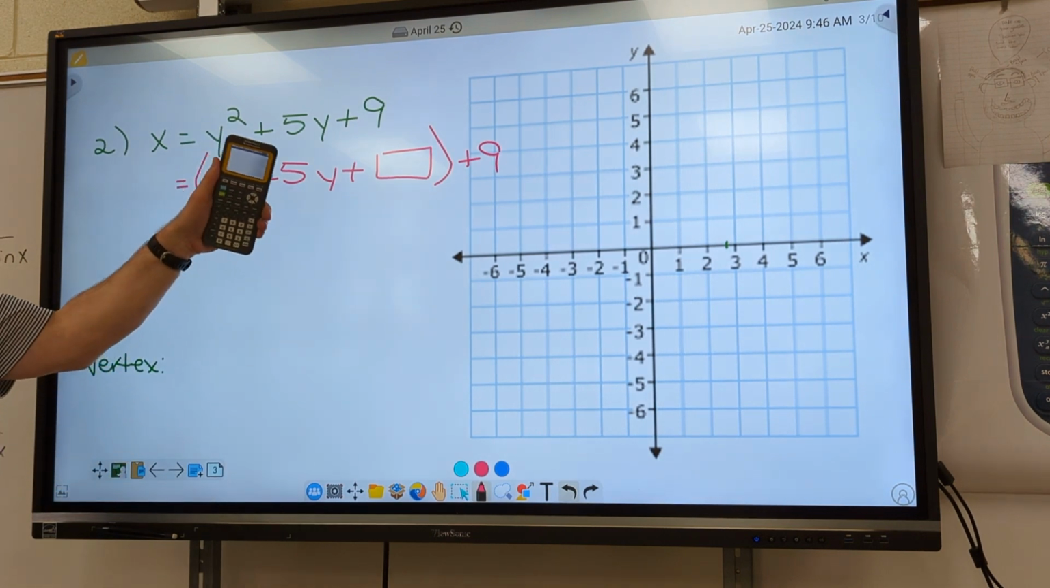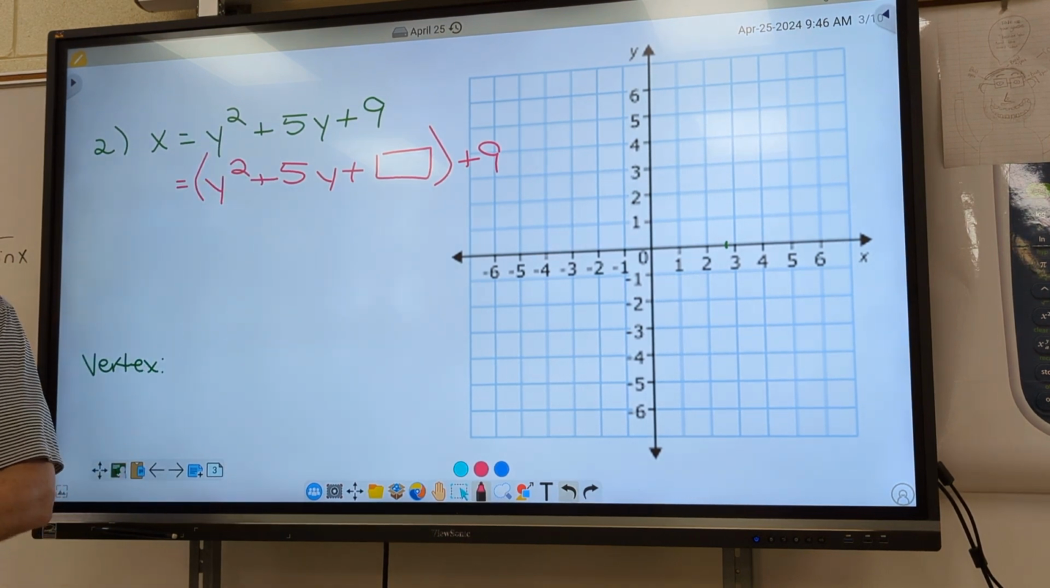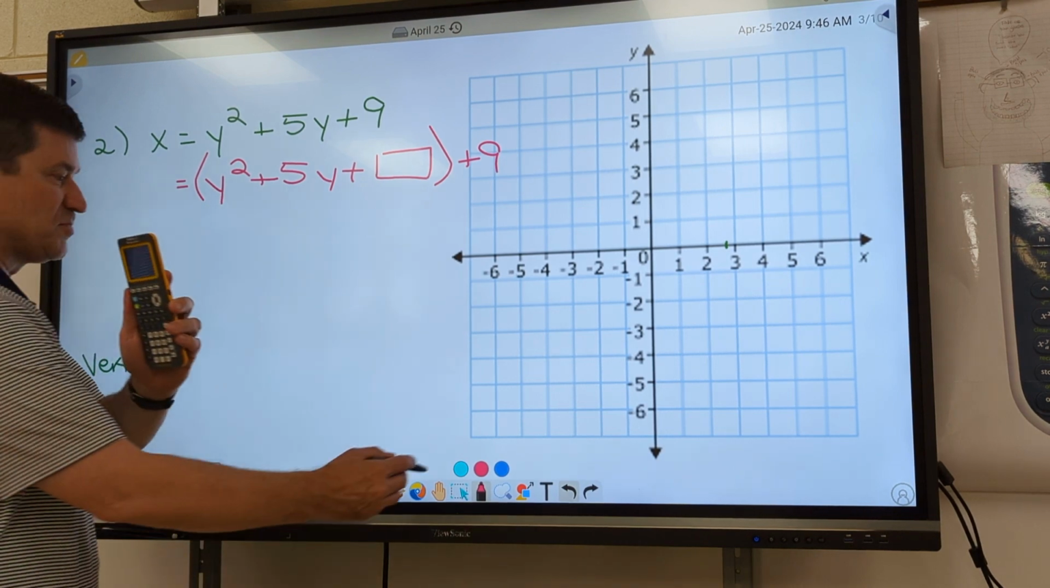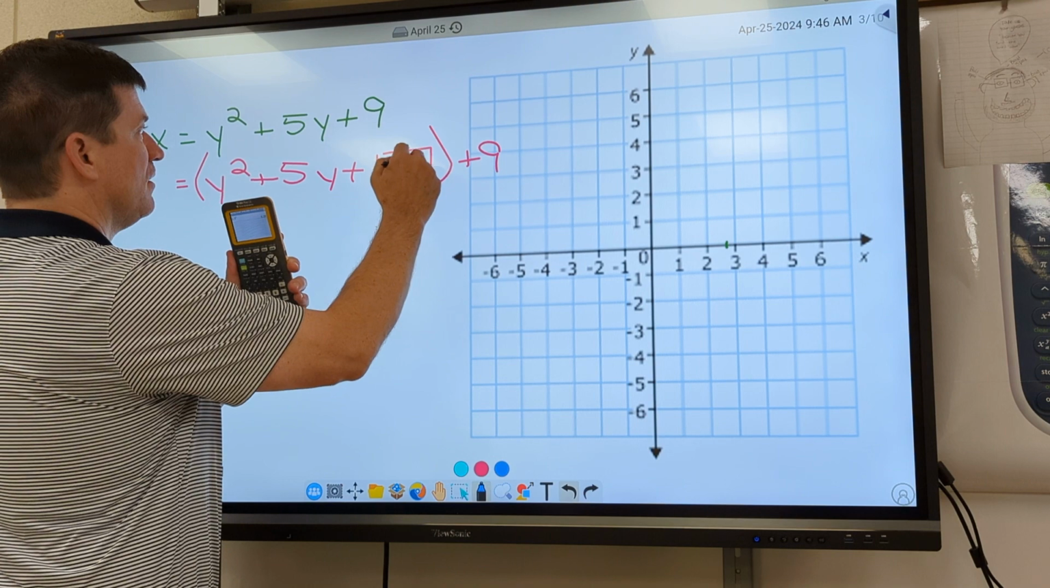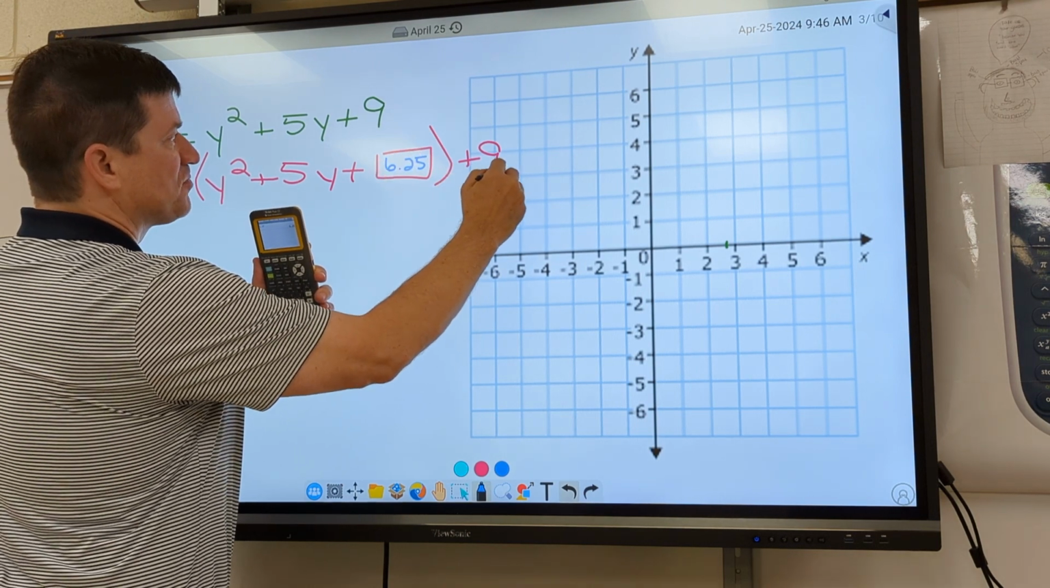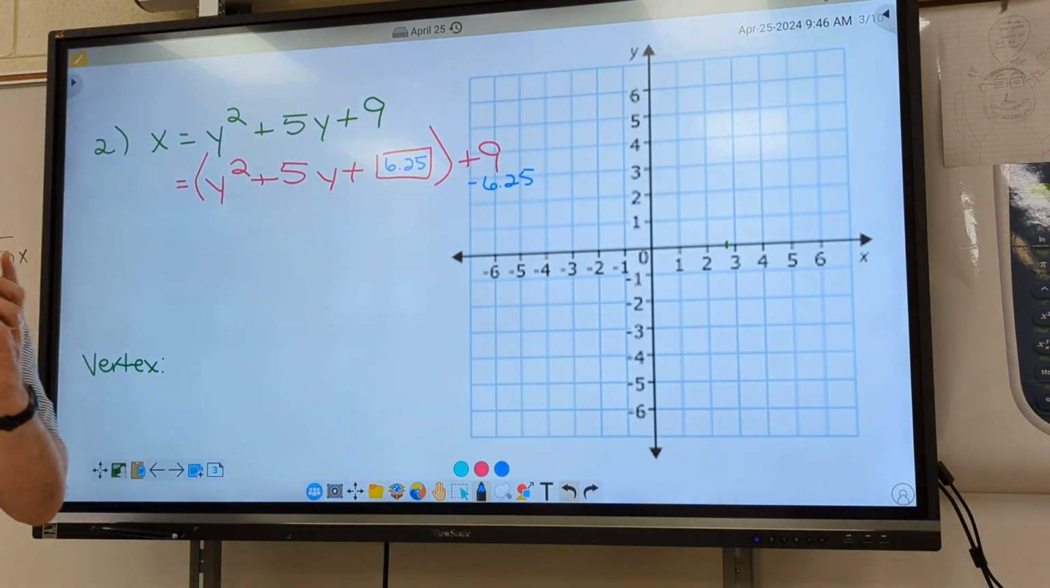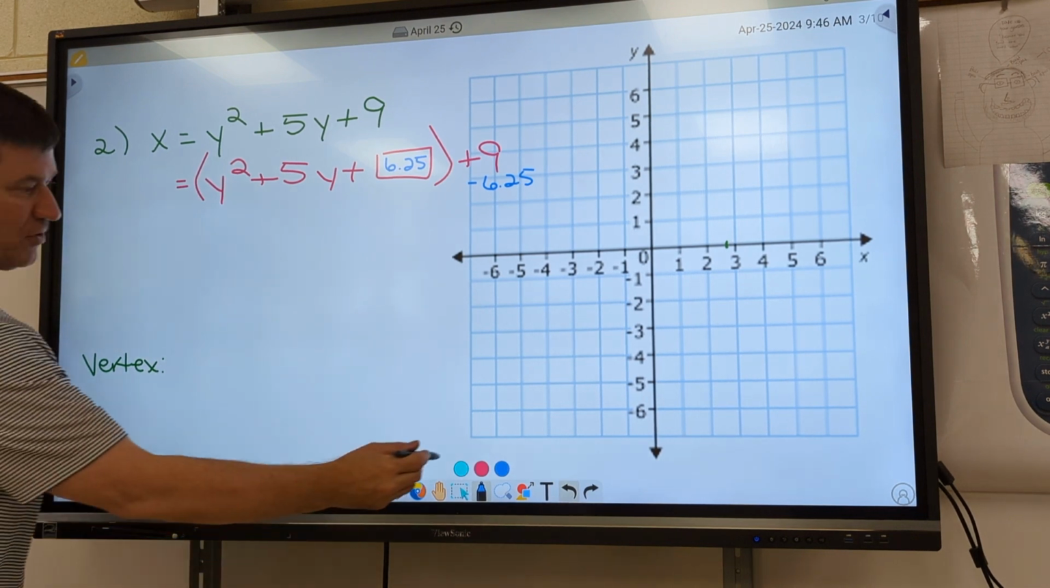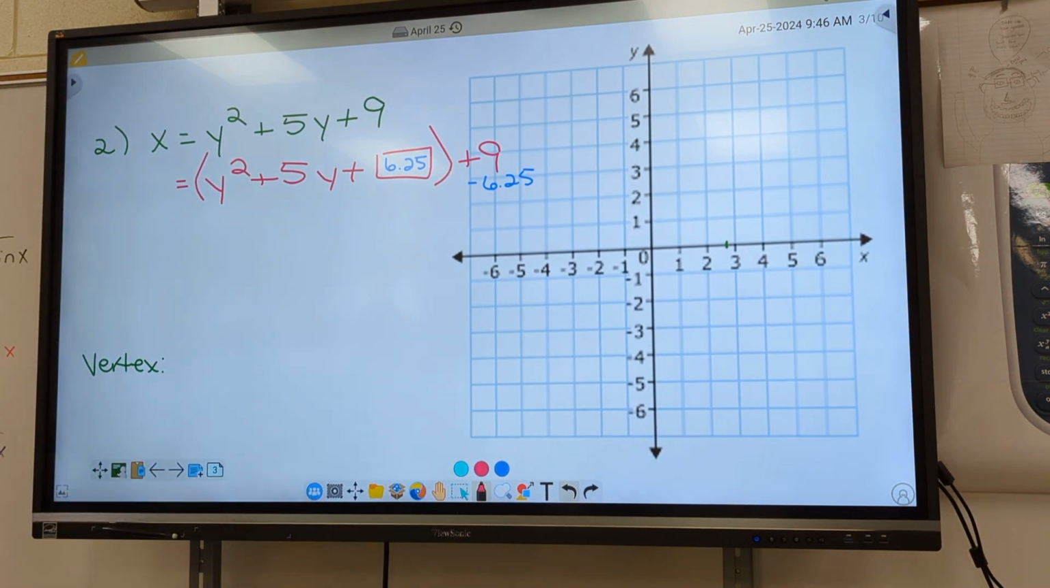All right, Seth, half of 5 is 2.5, so we got to do 2.5 squared. I got 6.25, which means I need a minus 6.25 out here. Parabola is always opposite. Now, write your answer for your vertex form of the equation.